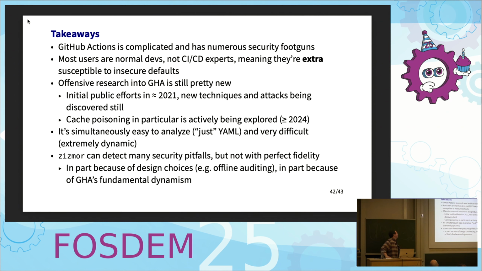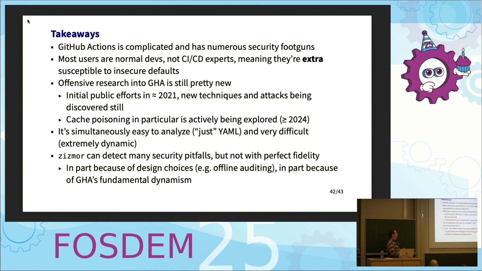Okay, takeaways. Stuff's complicated, has numerous security footguns, and most users are normal devs, and they should not be expected to know these things. You shouldn't have to know that GitHub has no sort of permission separation between branches to use caches securely, meaning that they're extra susceptible to insecure defaults.